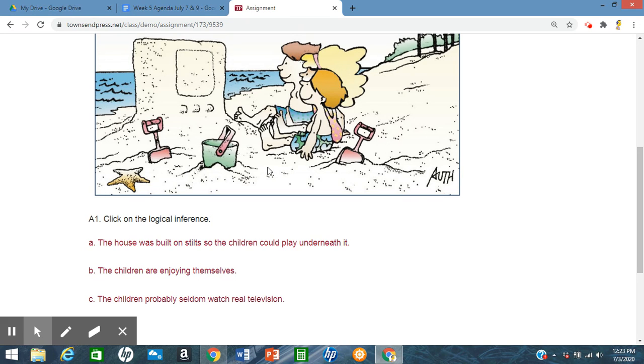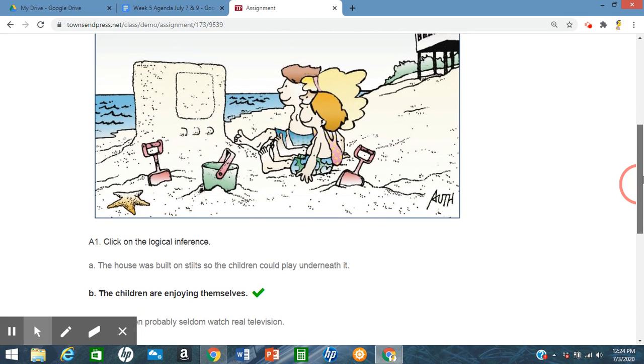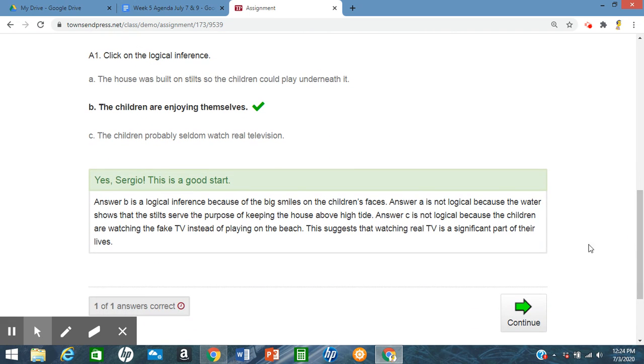Obviously, we know it's not A. Really, the house was built on stilts so the children could play underneath it. Well, they're not playing underneath the house here or under the stilts, so it can't be A. So it's between B and C. And most logical, I mean, if they were watching real television, I don't think they would want to be outside. So the correct answer is going to be B. Children are enjoying themselves because they're all smiling and laughing and intently watching. So that is our correct answer.